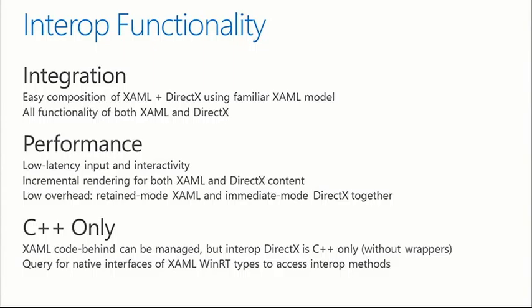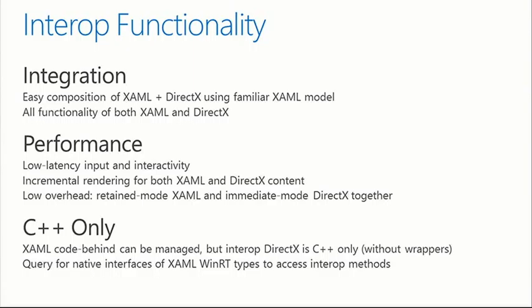Finally, C++ only. So XAML code behind, again, can be managed with C# or VB. It's WinRT. It's projected to these different languages. But DirectX, as you've heard, is C++ only unless you're using wrappers. So in this world, it's still basically exactly the same. If you want to interop with DirectX, you still have to do this in C++, and I'll show you how. Basically, the way you do it is you have to query for the backing native interfaces using that query interface ability you have that I think Herb had talked about earlier today. This allows you to get basically the backing interop native interface for the XAML WinRT types.